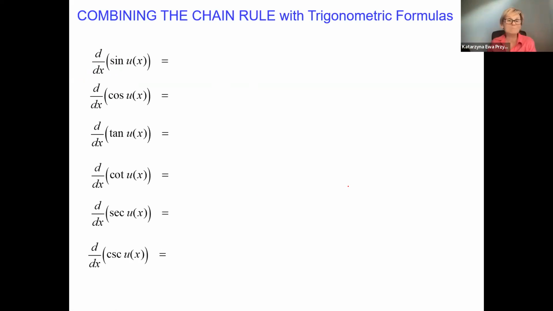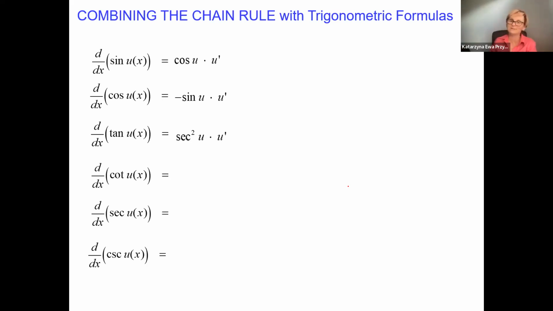Now I also typed all of the trigonometric formulas, but adding the chain rule. So the derivative of sine of u will be cosine of u times u prime. The derivative of cosine of u is negative sine of u times u prime, and so on.